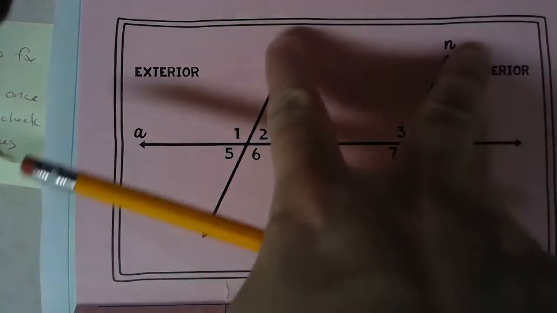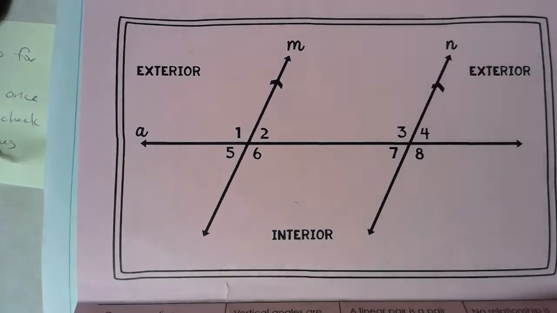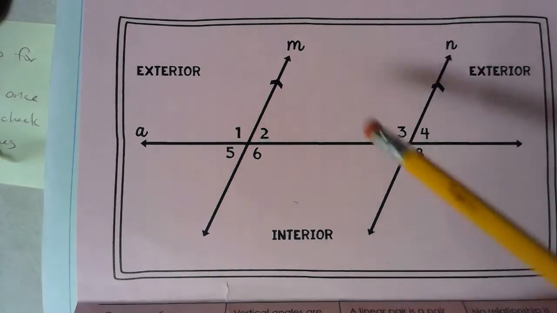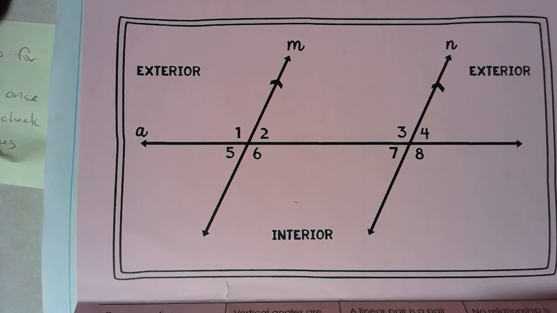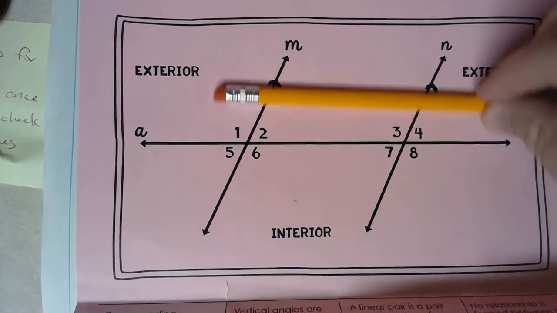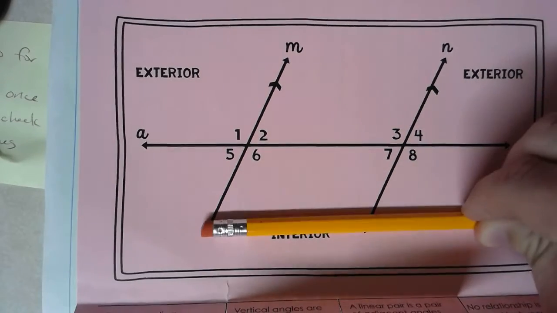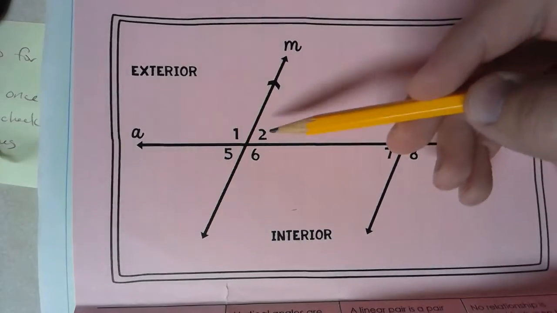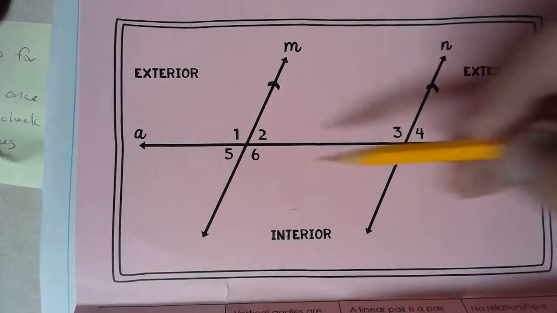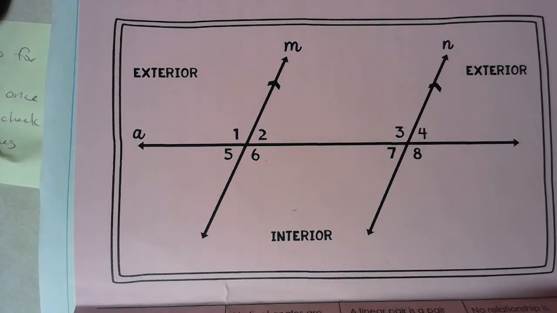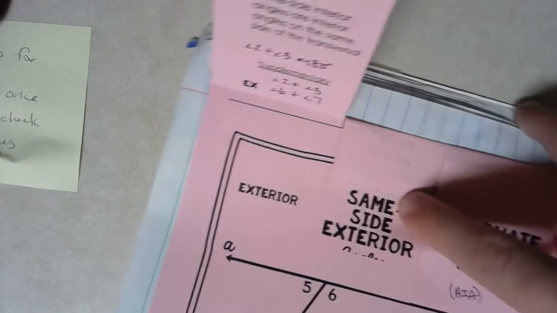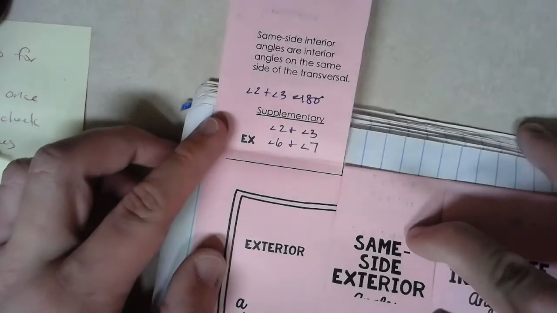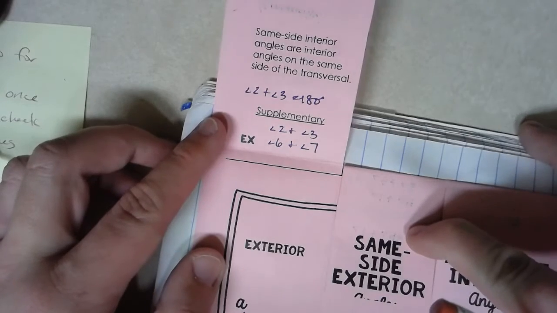Okay, so my interior is the stuff inside the parallel lines. Okay, so if I'm talking about same side interior, all of my angles are going to be inside here. And then on the same side of the transversal, what that means is either they both got to be on this side of the transversal or they both got to be on this side of the transversal. So that's why for my same side interior angles, my pairs are going to be 2 and 3 and 6 and 7. And with each one of these angle pairs that we see, they're either going to be supplementary or congruent. And same side interiors will be supplementary, which means they will add up to equal 180.